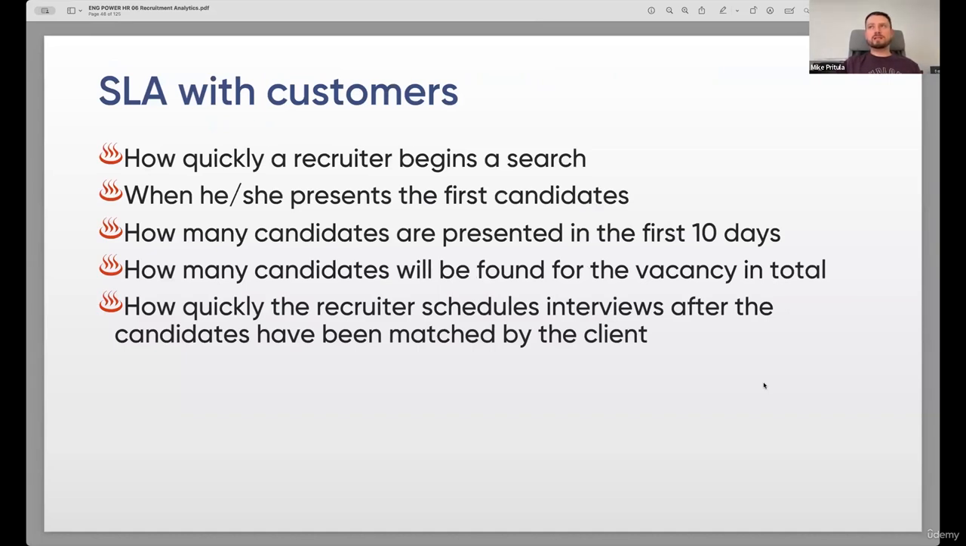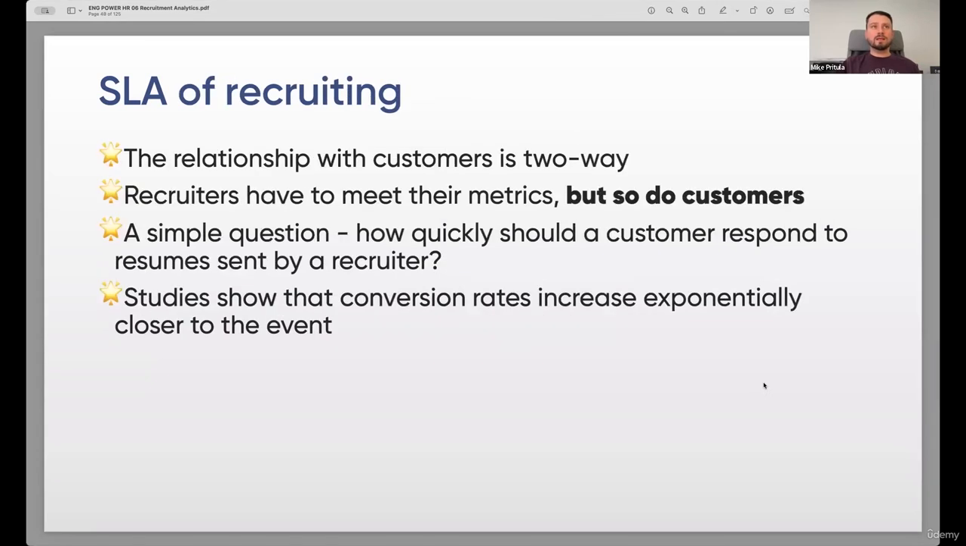So we first start thinking about SLAs with customers. How quickly does a recruiter begin a search after receiving the job requisition form? When do they present the first candidates, within 1 week or maybe 2 weeks? How many candidates are presented in the first 10 days? How many candidates will be found for the vacancy in total, let's say at the top of the funnel? How quickly does the recruiter schedule an interview after the candidates have been approved by the client? Then you think about next SLAs.